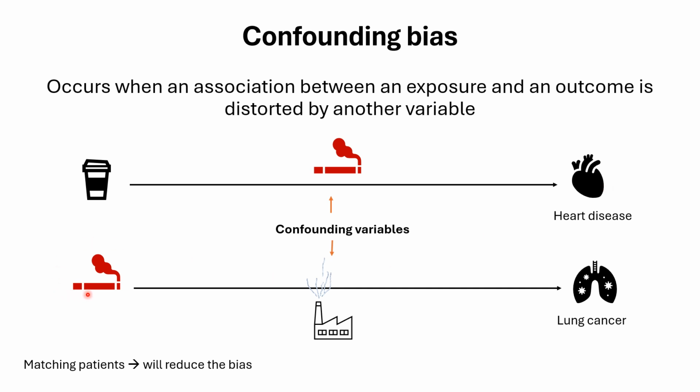Another example, you are studying the relationship between smoking and lung cancer. The confounding variable here is exposure to environmental toxins, because this also can cause lung cancer. So you have to consider the exposure to environmental toxins if you are studying the relationship between smoking and lung cancer. How to reduce the confounding bias? By matching patients. This will reduce the bias.